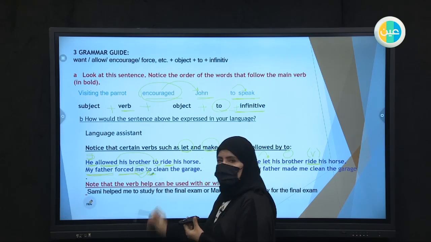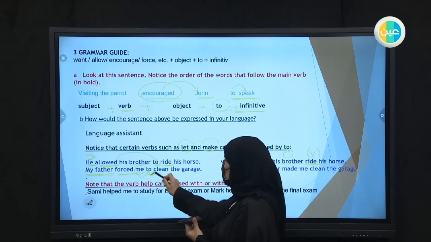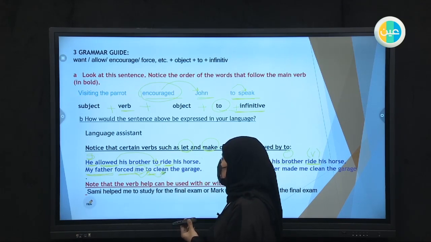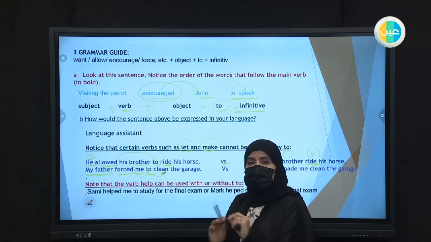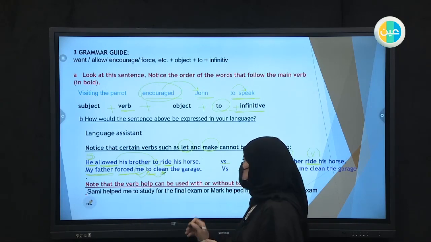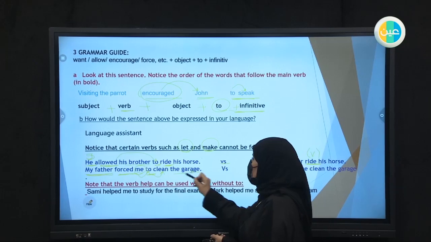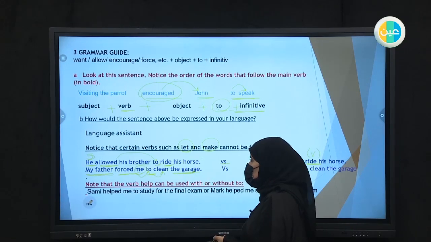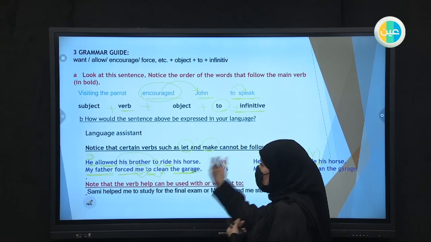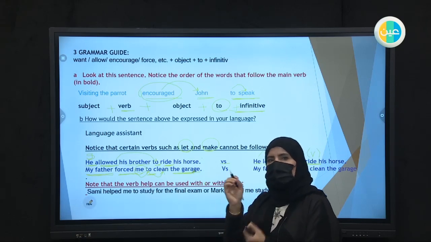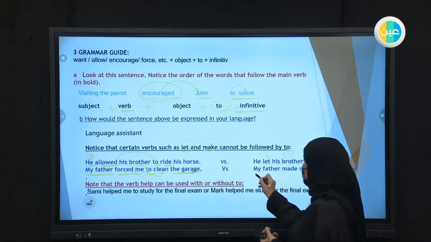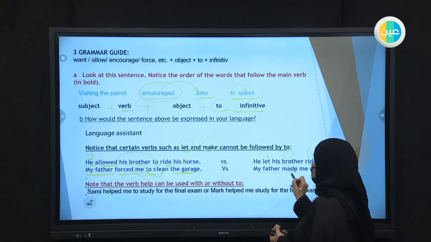After that, to. So to is followed with what? With clean. Clean is supposed to be in the infinitive without any additions. The garage is the object. How can I rewrite the sentence in another way, with a little bit of change? Here we have: my father made me clean the garage.